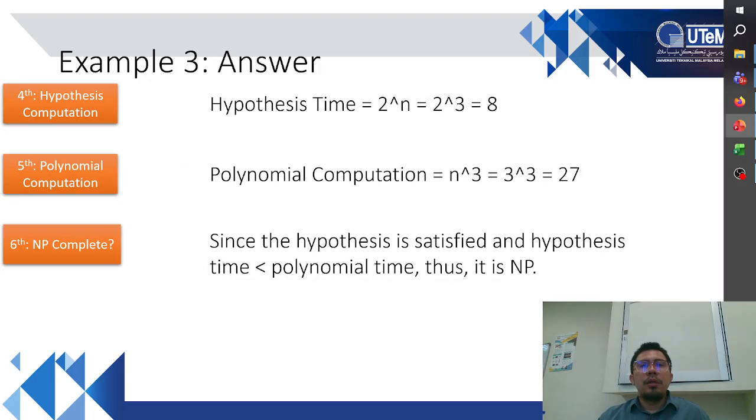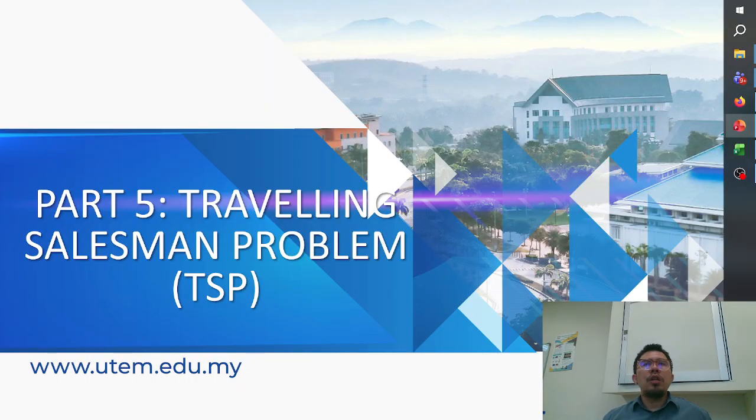Okay, and then we calculate the hypothesis time, which is equal to 8. Same also, polynomial time is 27. So is it NP-complete? No, it's still NP. Why? Because the hypothesis is satisfied and the hypothesis time is less than the polynomial time. It's still NP. Okay, so previously we just learned the fundamentals, right?